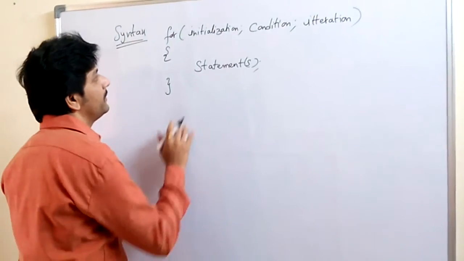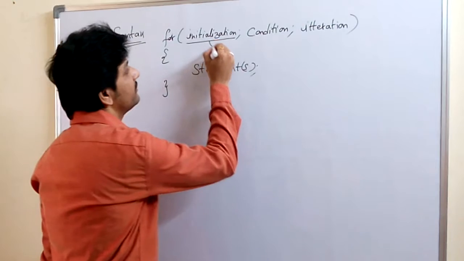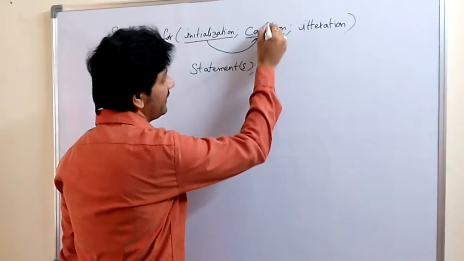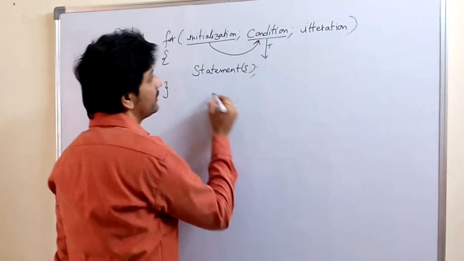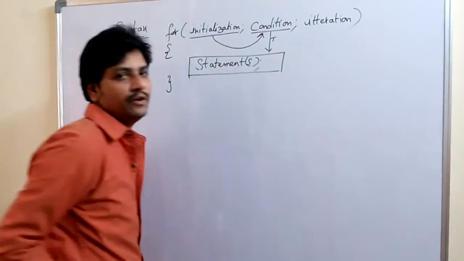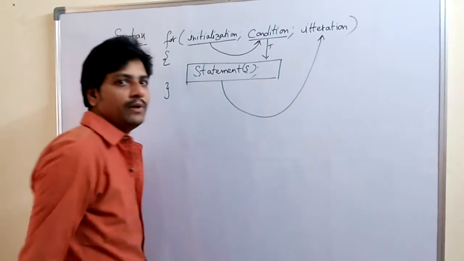So first, initialization is going to be done. After initialization, it goes and checks the condition. If the condition is satisfied, if it is true, it comes inside and executes this set of statements. After that, it will move to the iteration part.